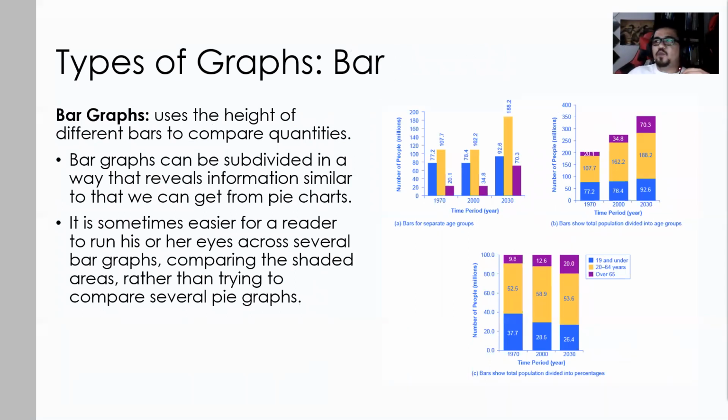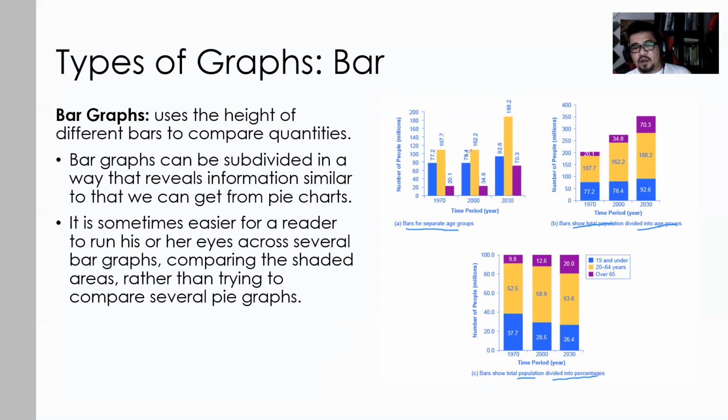Another type of model that we can use to present our data is the bar graph. The bar graph uses the height of different bars to compare quantities. It's sometimes easier for readers to run through this data across several bar graphs, comparing the shaded areas, rather than trying to compare several pie graphs. So this is a bar graph of separate age groups. These are bar graphs of population divided into age groups. This means they are fused or combined.